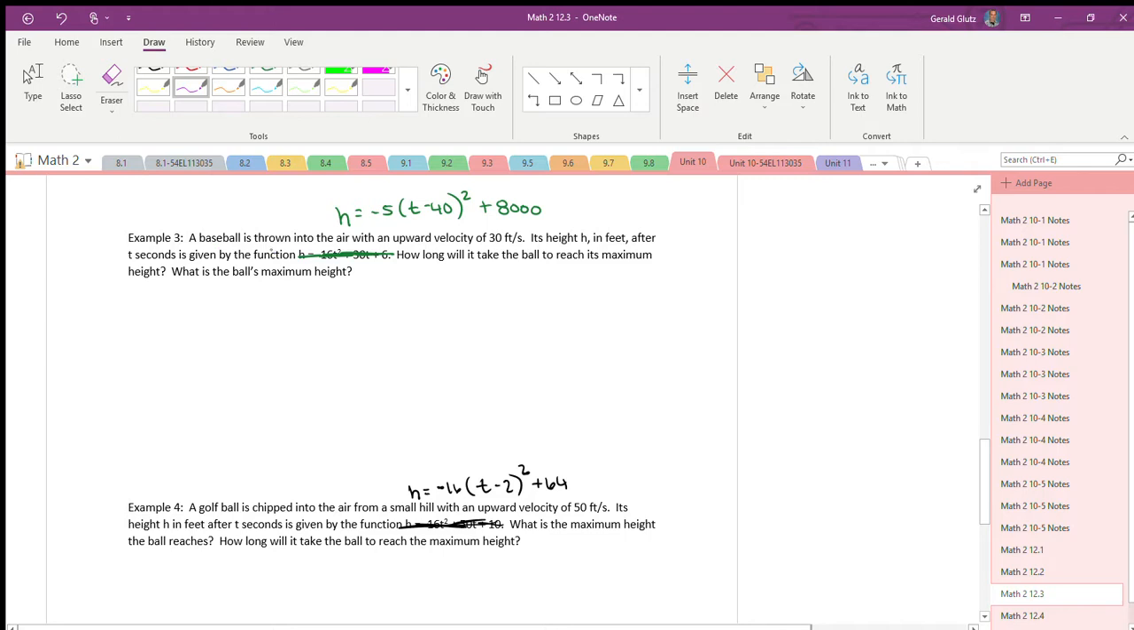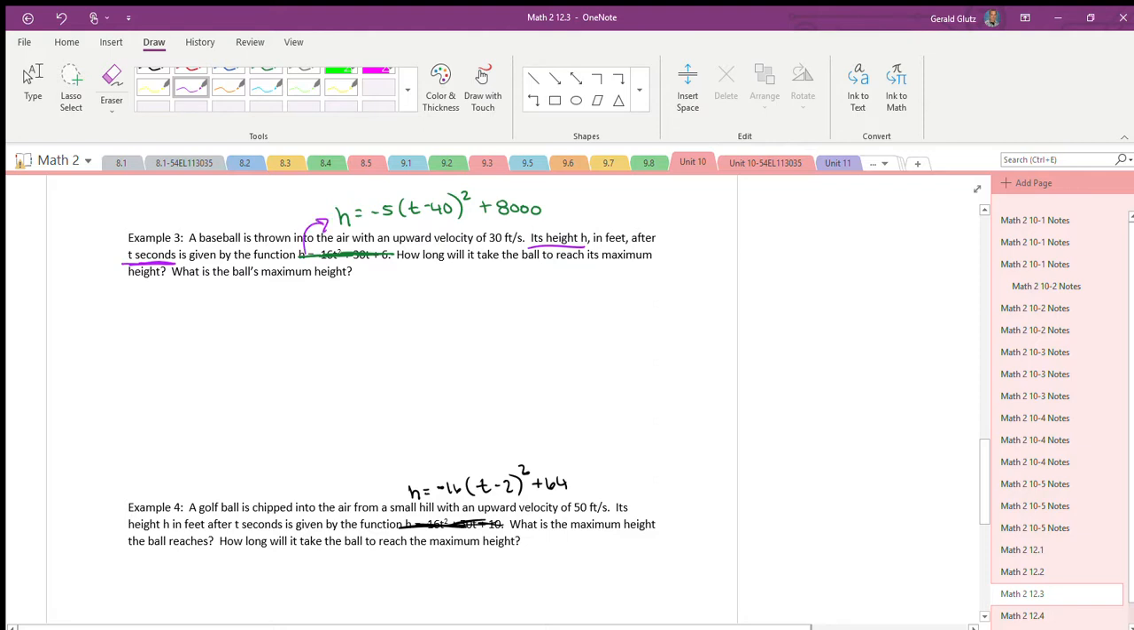So a baseball is thrown into the air with an upward velocity of 30 feet per second, so I don't really care about that. Its height is h. So this is what I care about, what the variables represent. So h represents height in feet after t seconds. So t represents time in seconds. And then it's given by this function.